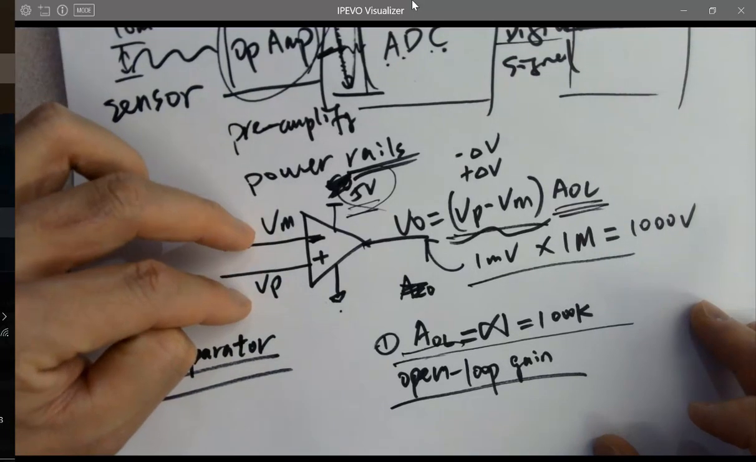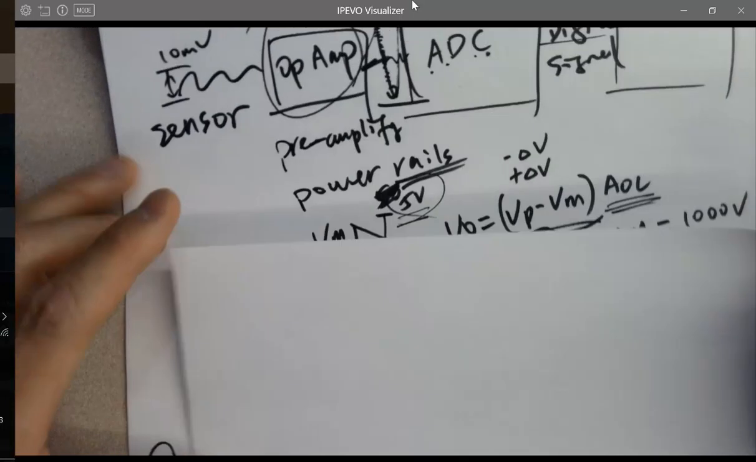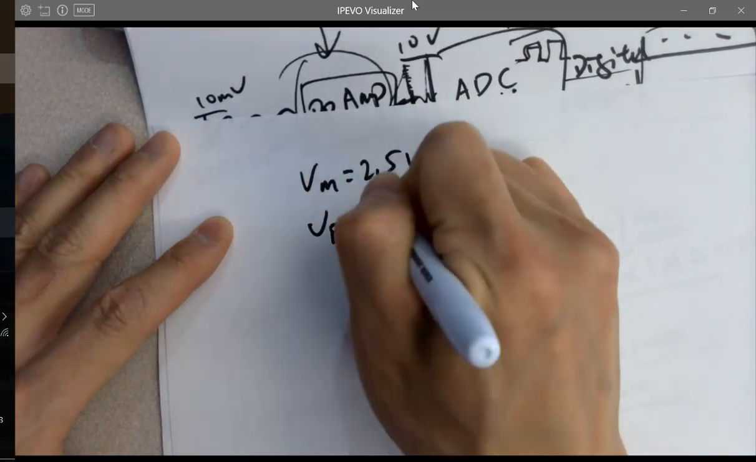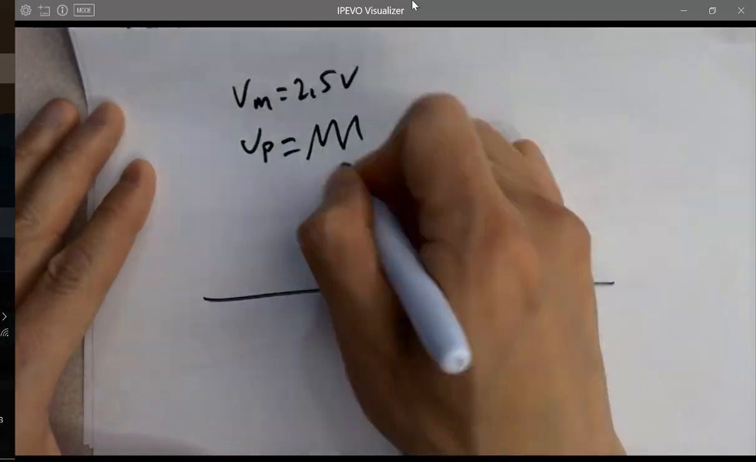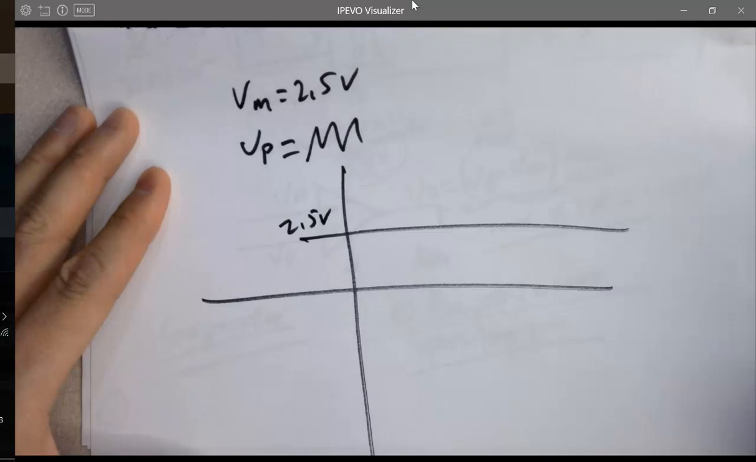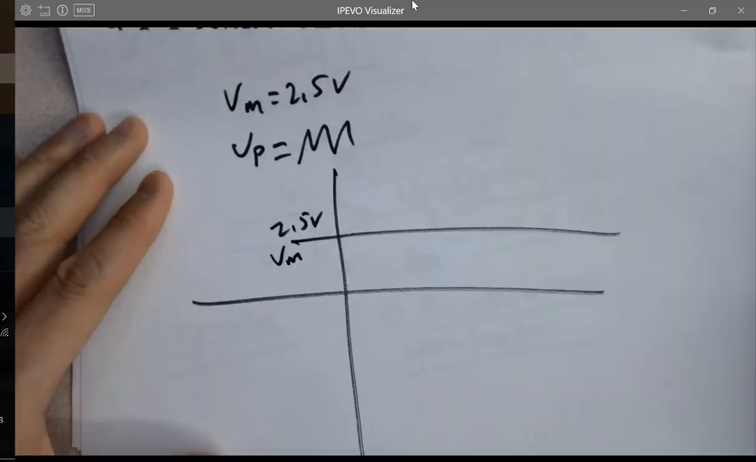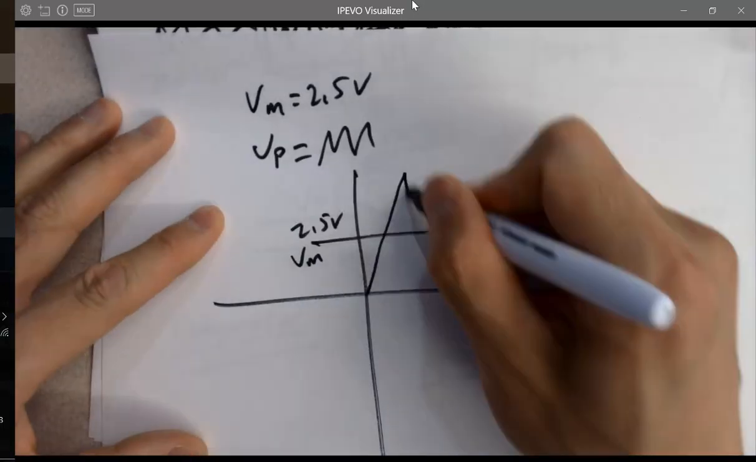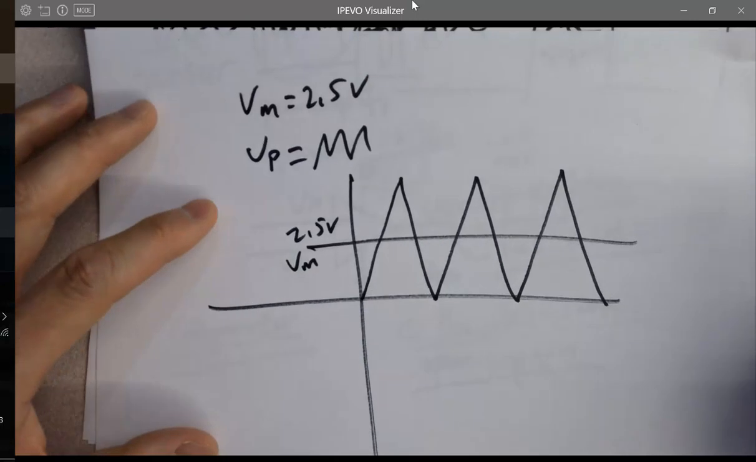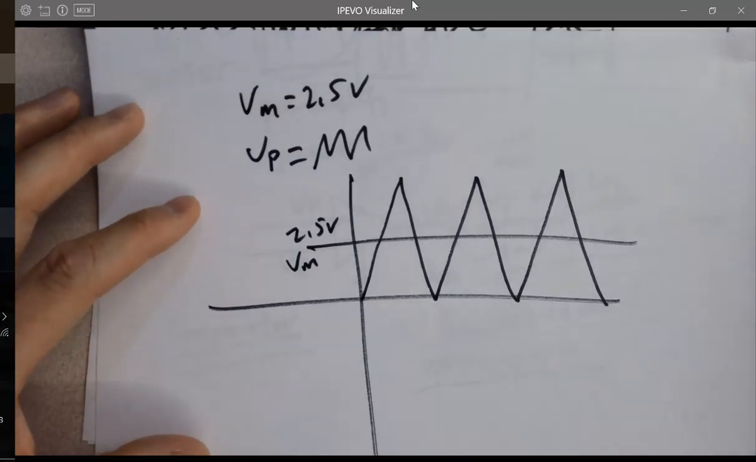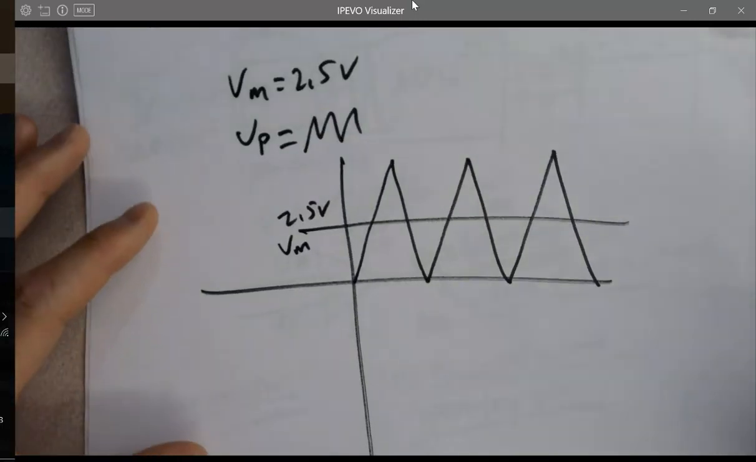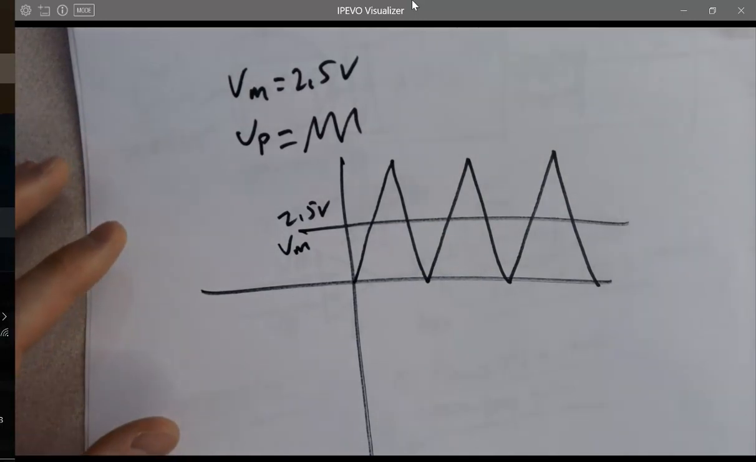So if I plot it, for example, Vm equals 2.5 volts and Vp is a triangle wave. Let me plot it for you. 2.5, that's Vm, V minus, and Vp oscillates. So my question is, what is Vout? Think about it. I'm going to find someone to draw it here. I'll give you 2 minutes.